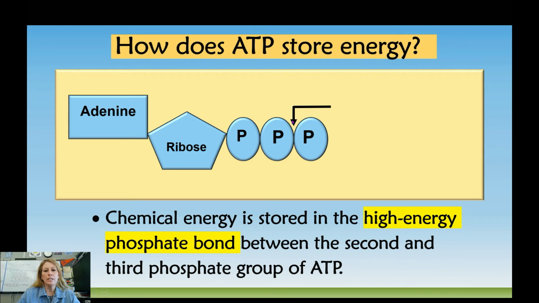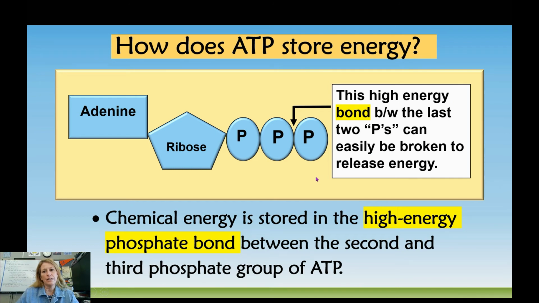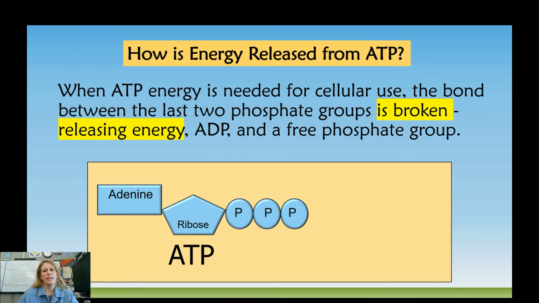So it's that bond, and it's found between the second and third phosphate group. So this bond has a lot of energy in it because it's easily broken. And then it can also easily reattach. So that phosphate's going to break off and reattach. So let's go ahead and see how that energy is released from the ATP.